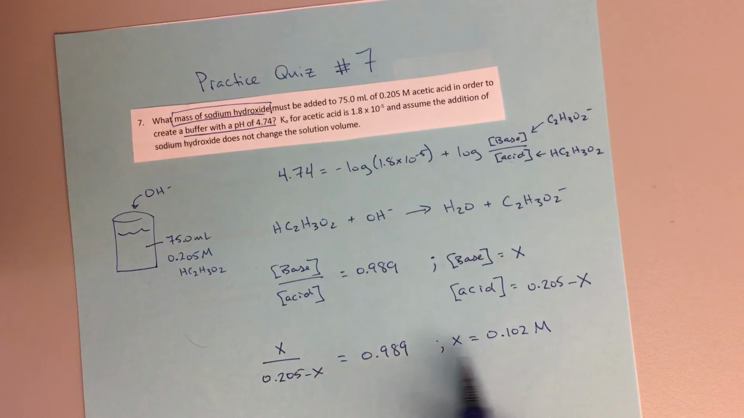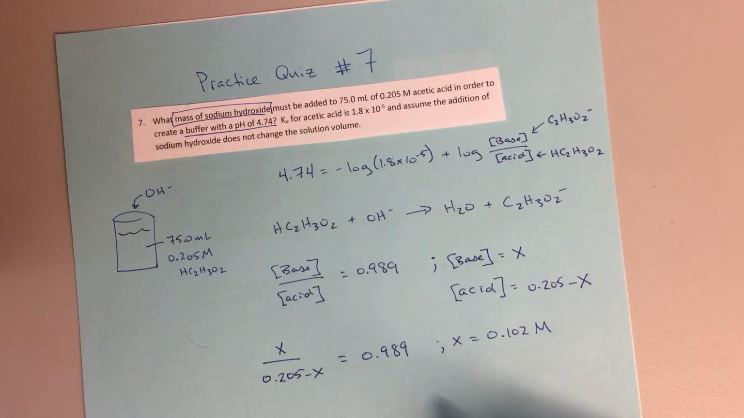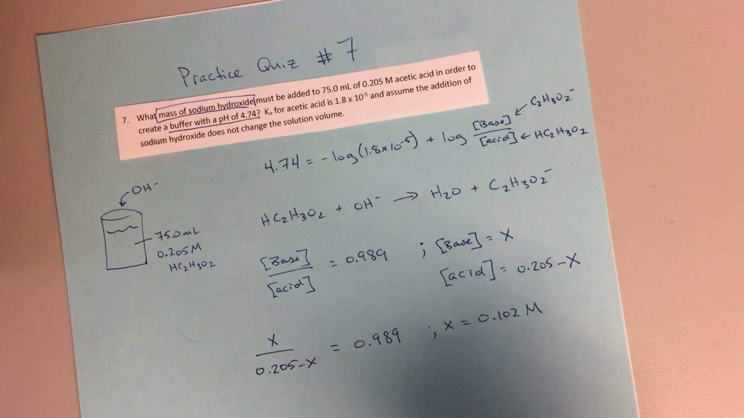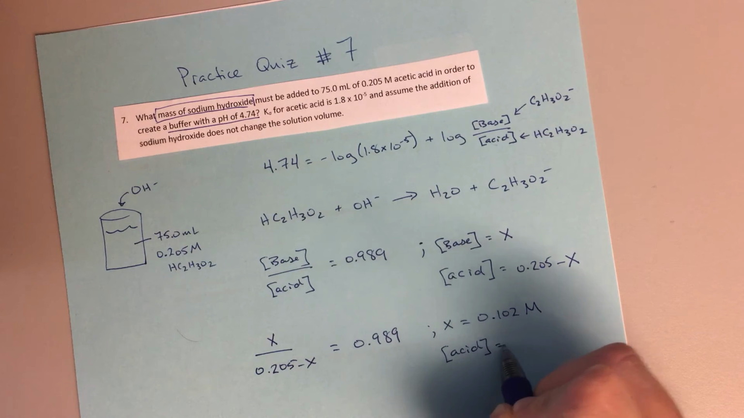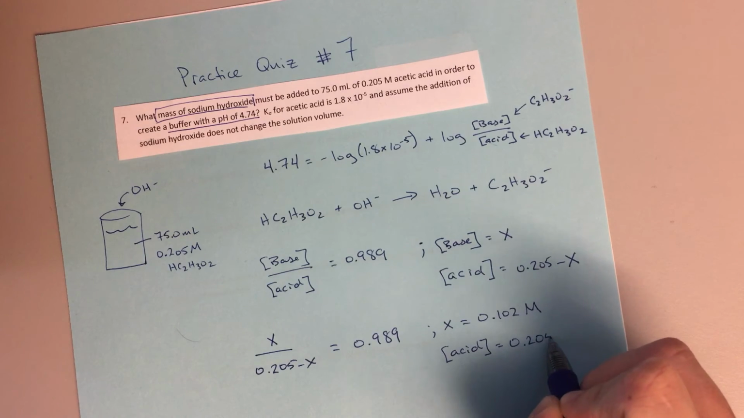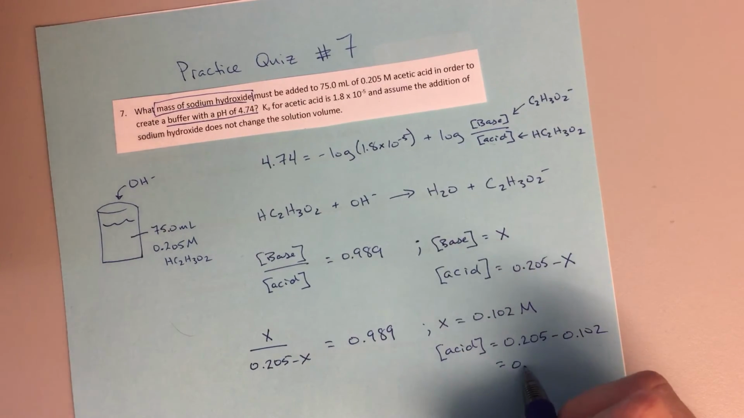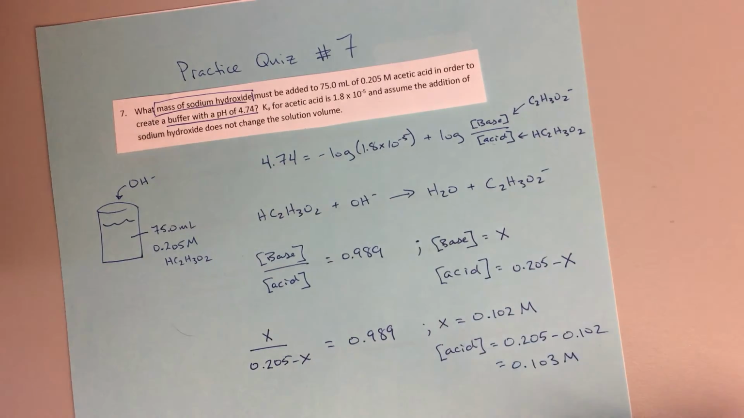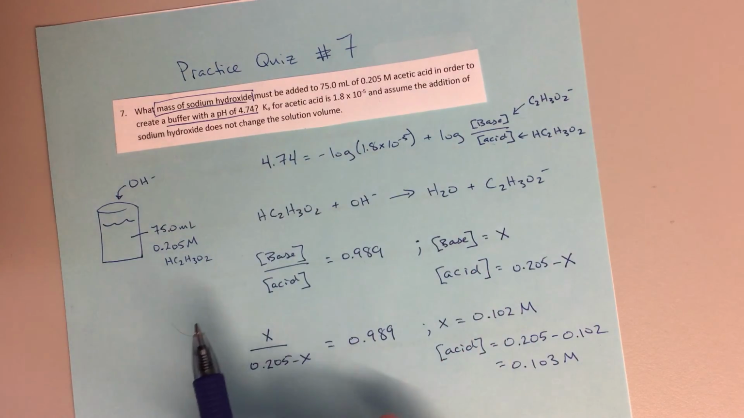And now, if I just want to check, if I say, okay, well, my concentration of base is equal to 0.102 molar, then my concentration of acid is going to equal 0.205 minus 0.102, which is going to equal 0.103 molar. And then the last step would just be to plug those two values in, concentration of base over concentration of acid, to make sure you get 0.989, right? That's going to be the case that my pH will equal 4.74.